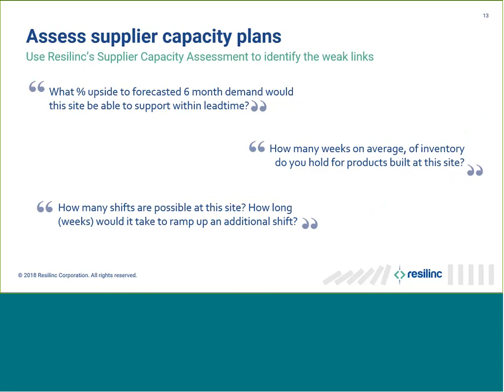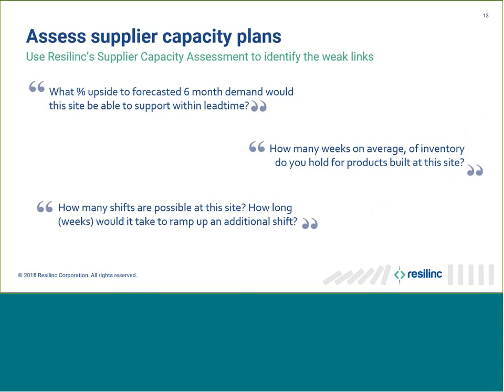So once we understand that, and once we understand what our exposure is, we can additionally talk to those suppliers and assess their supplier capacity plan. So Resolink can help you map your supply chain. We also have a supplier capacity assessment that we can help you administer and collect a lot of data around what your suppliers' capacity plans are. So understanding what percent upsides to forecast they can meet in a 6 or 12-month time frame, how many weeks of inventory on average they hold at the site, how many shifts are possible, how many they are using today, how long it would take to set up another shift.